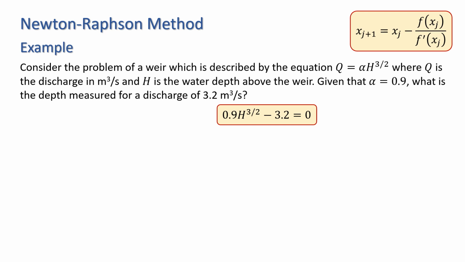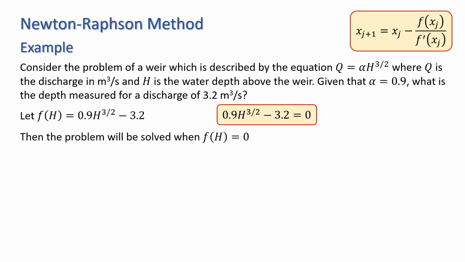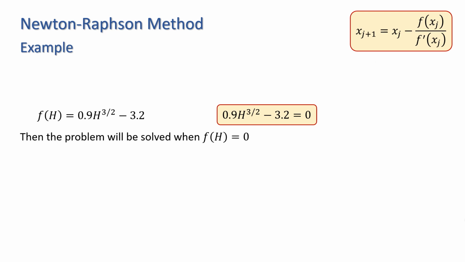To apply the Newton-Raphson method, we need to generate a function that's 0 for our required value, which in this case is f of h equals alpha h to the 3 over 2 minus 3.2. We can now apply the iterative formula we derived to find the root of the function. It's often useful to have a look at the function before we start, as this helps us make good choices about an initial value to use.